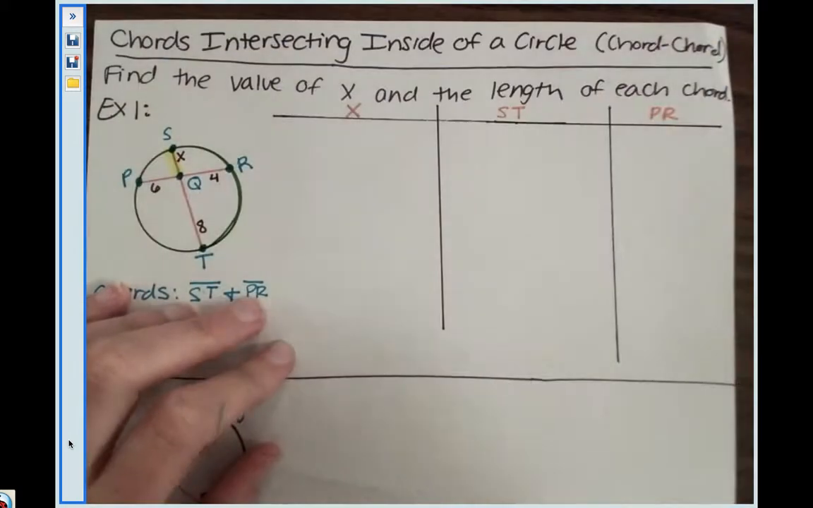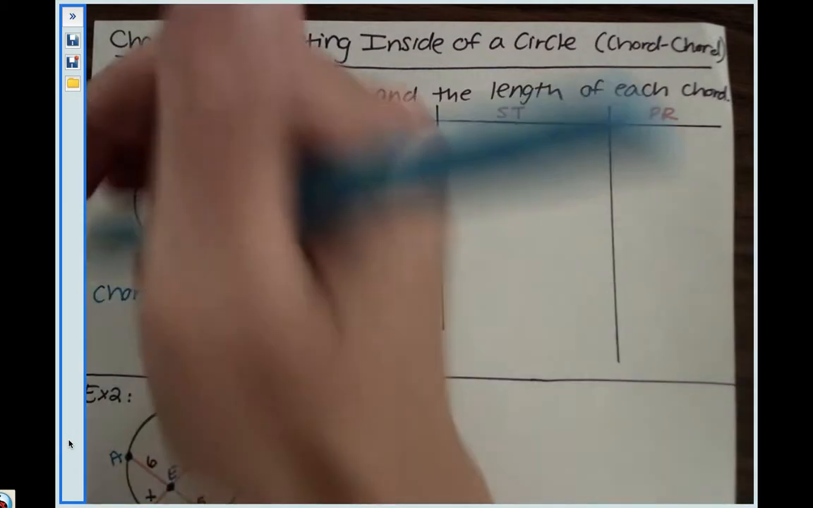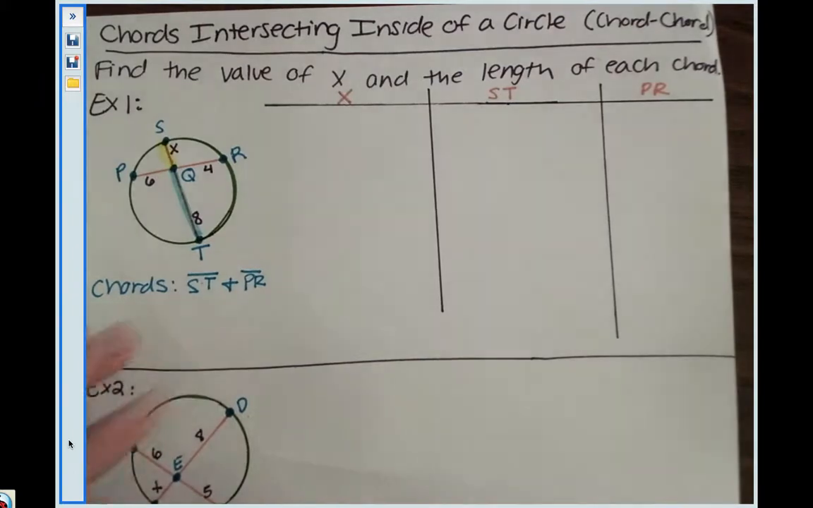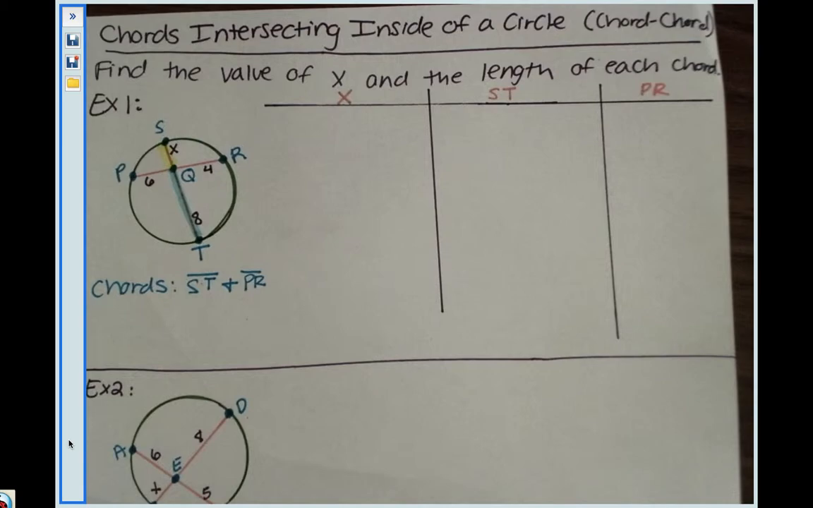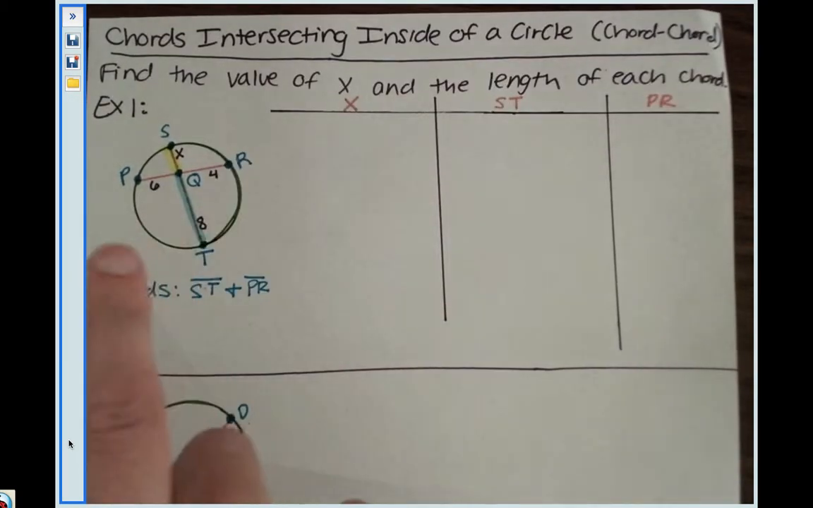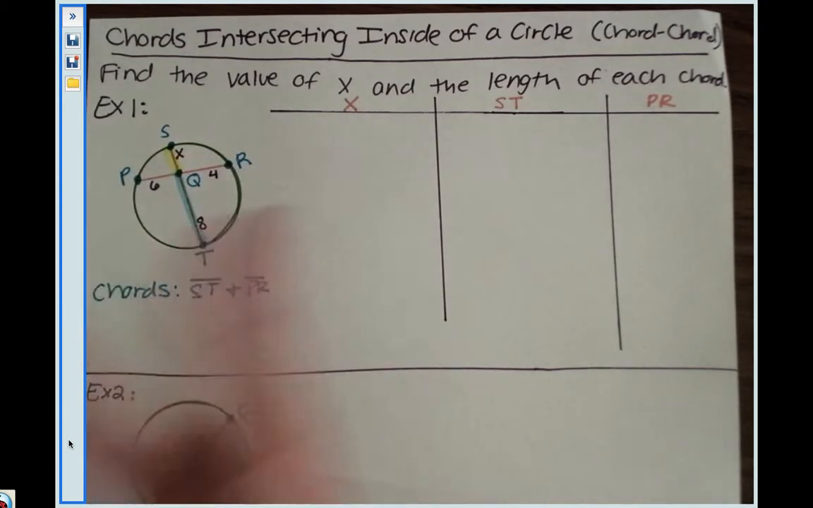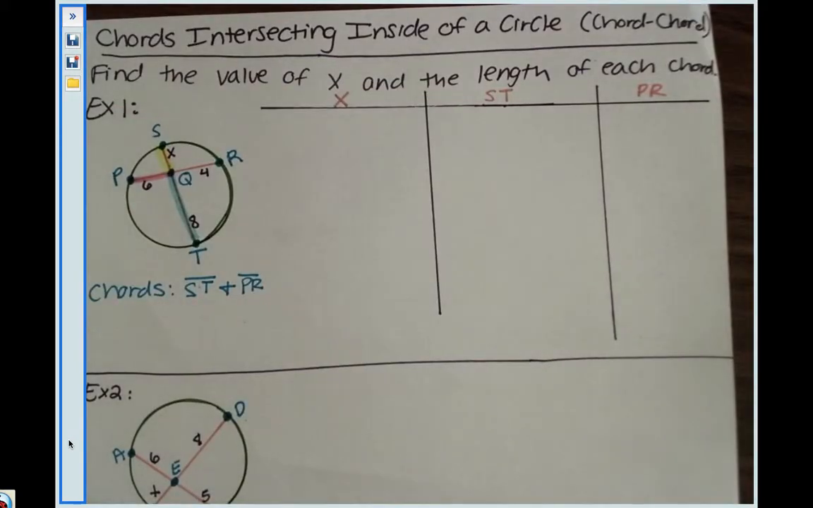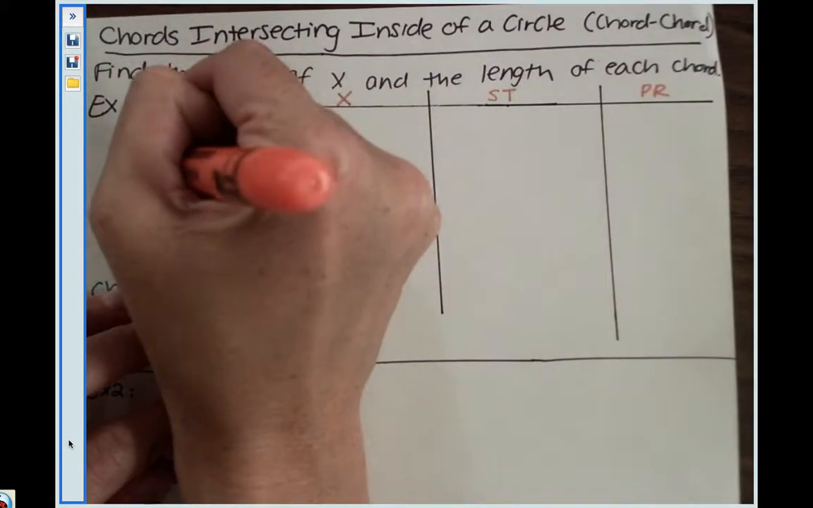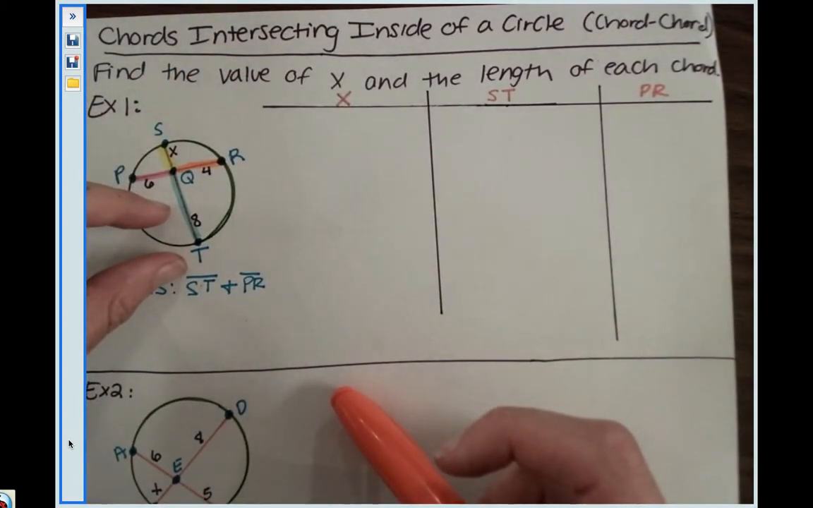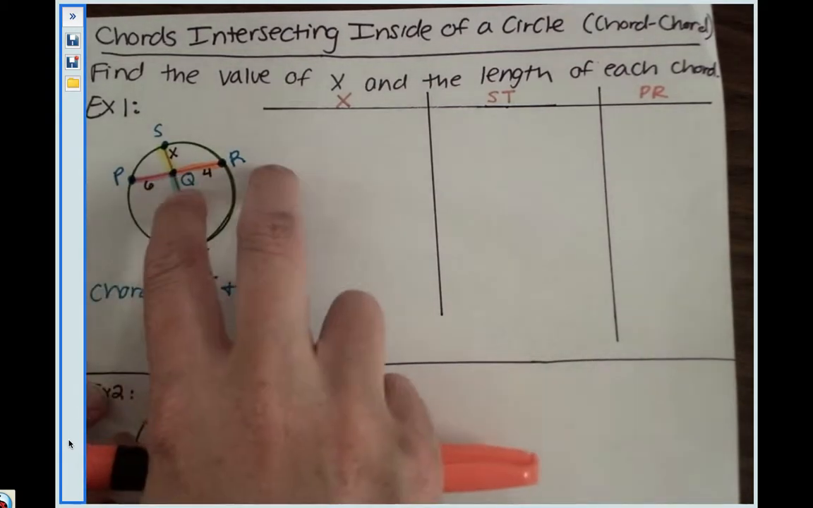Okay, so we have SQ and QT, which I'll do in blue. We're going to have those two pieces multiplied together, and the two pieces of the other chord multiplied together. What are the two segments that make up chord PR? Again, you always know the right answers. We're going to be multiplying PQ and QR. Those are the two pieces of the other chord. So it's basically one piece times the other piece equals one piece times the other piece.